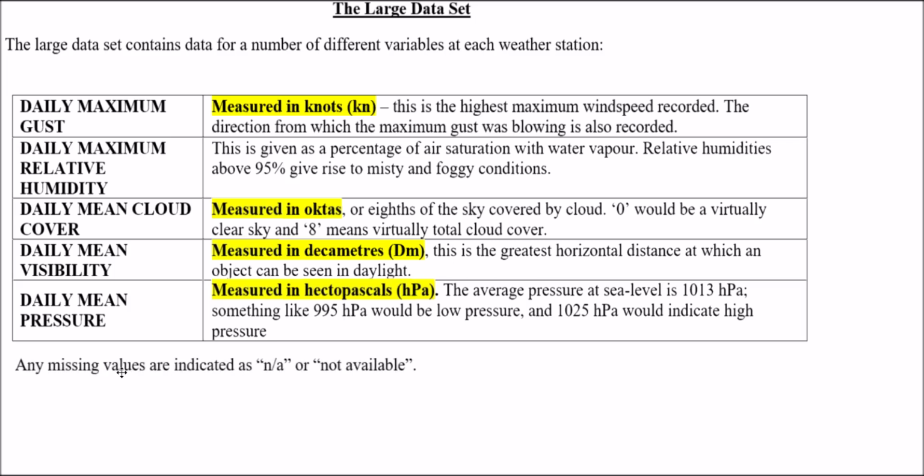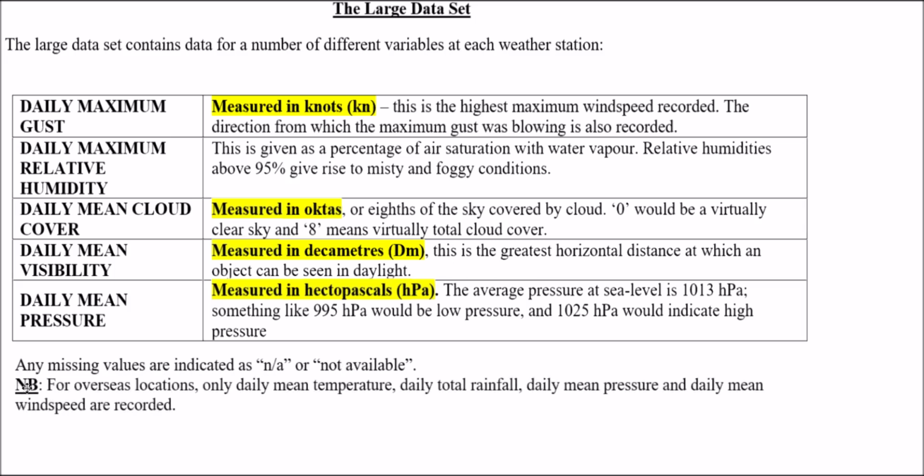Any missing values in the table are indicated as NA, or not available. And by the way, for overseas locations, only daily mean temperature, daily total rainfall, daily mean pressure, and daily mean wind speed are recorded. So for the overseas ones, there's not as much information there for them.